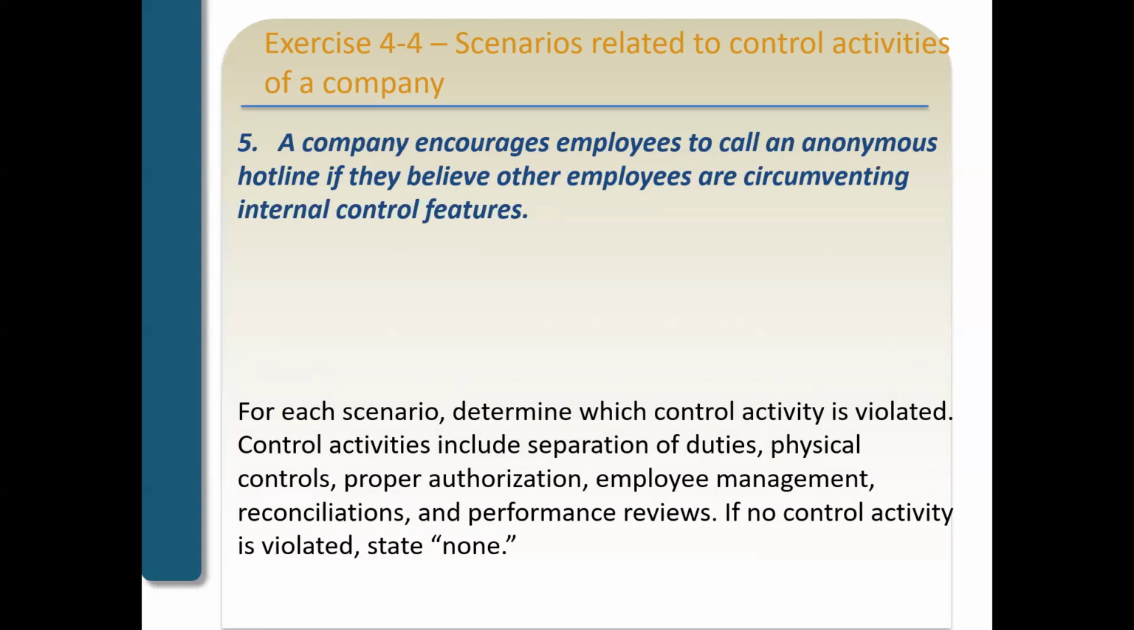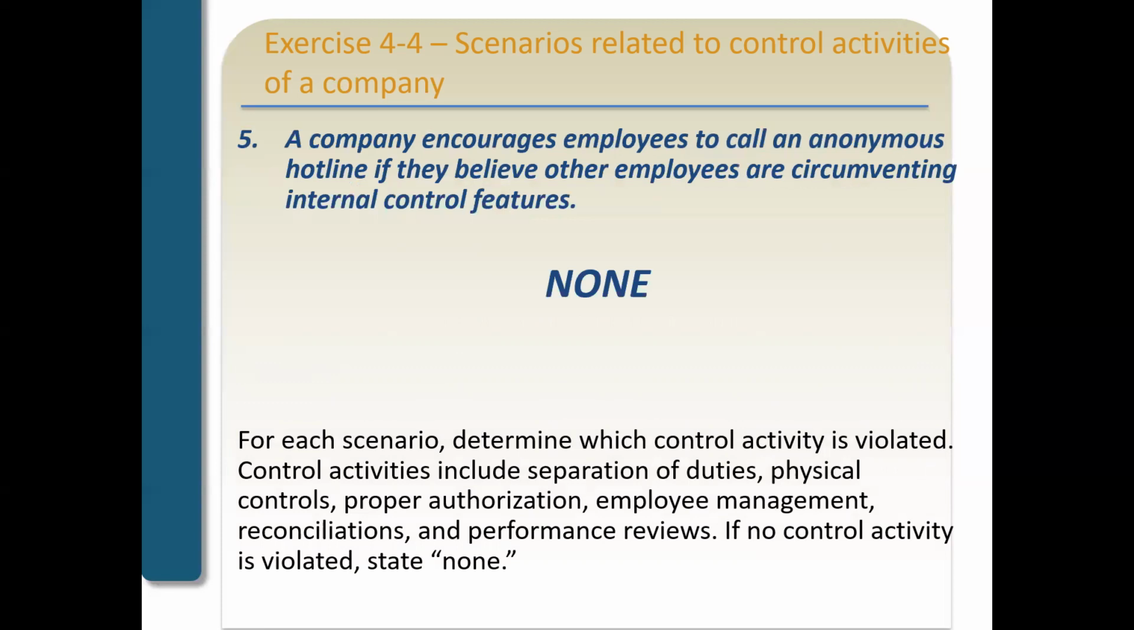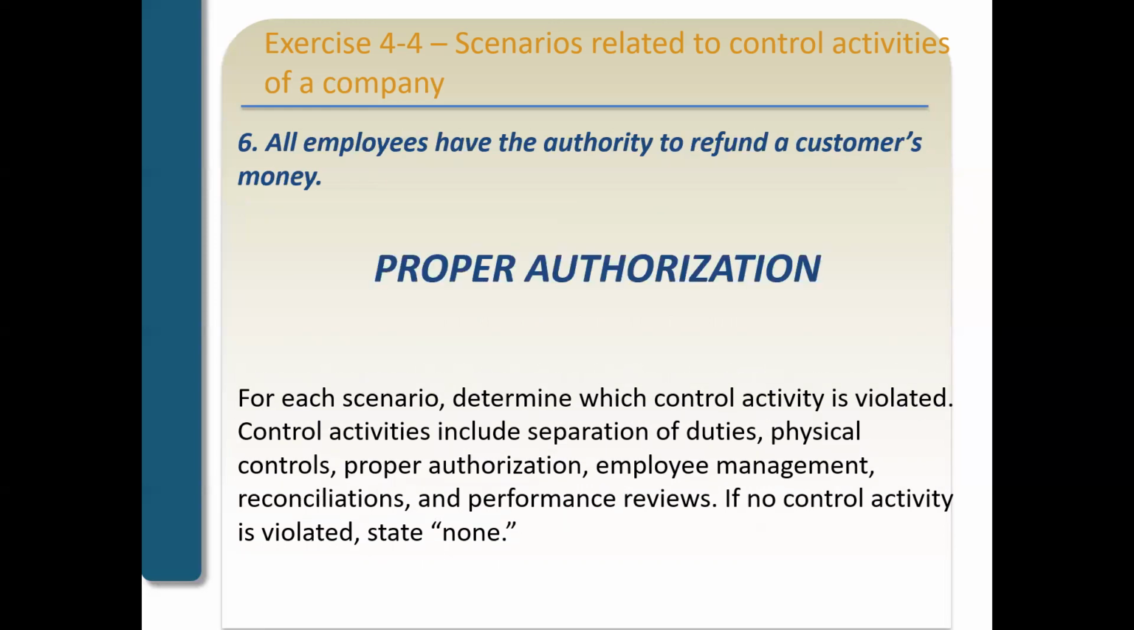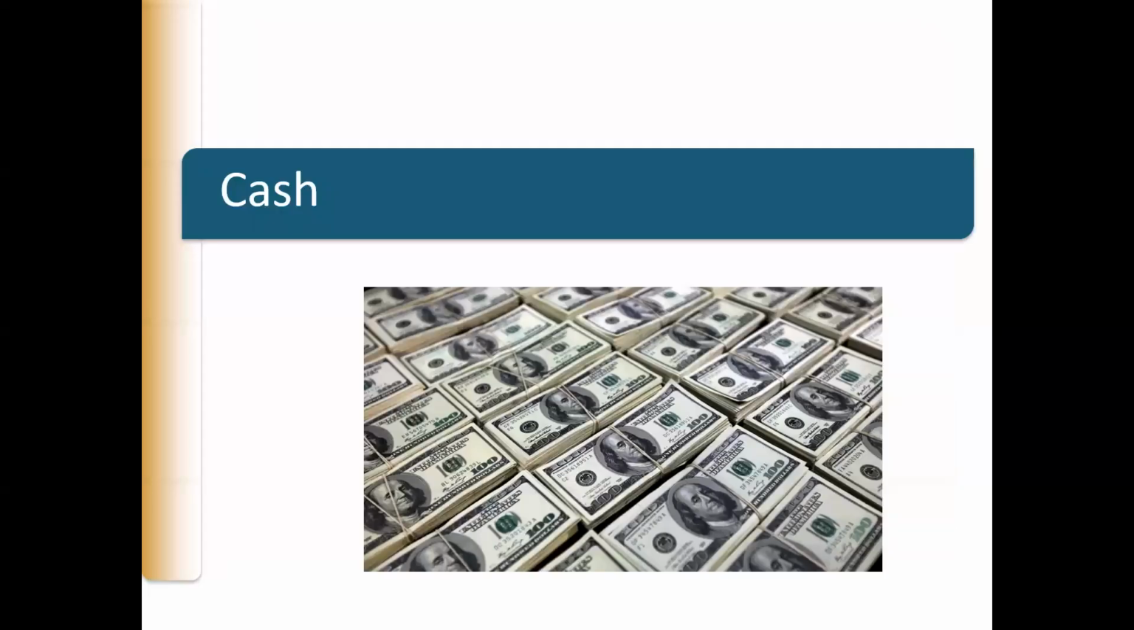A company encourages employees to call an anonymous hotline if they believe other employees are circumventing internal control features. Nothing's being violated here. This is a good thing to do. Tip lines are great. What's wrong here? All employees have the authority to refund a customer's money. There should only be certain people that authorize that kind of activity, right? Okay. Any questions before we move on?